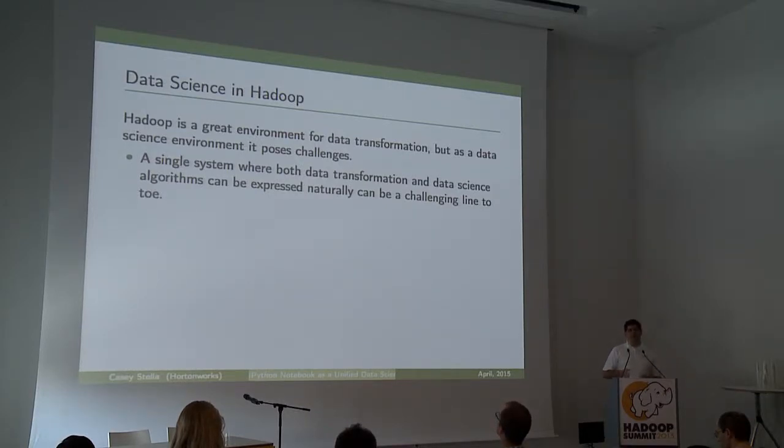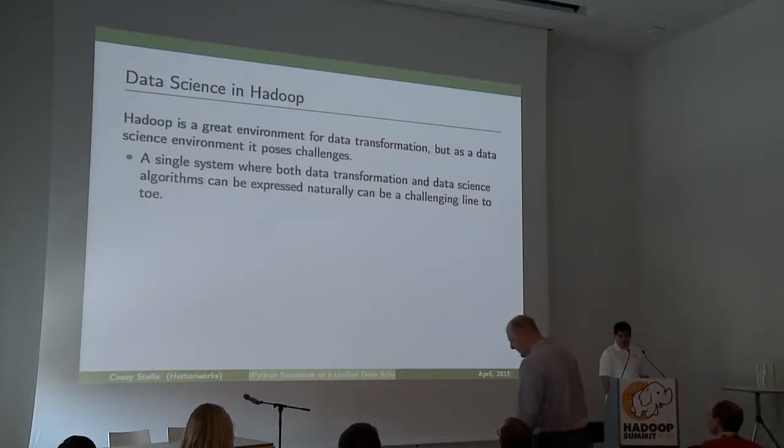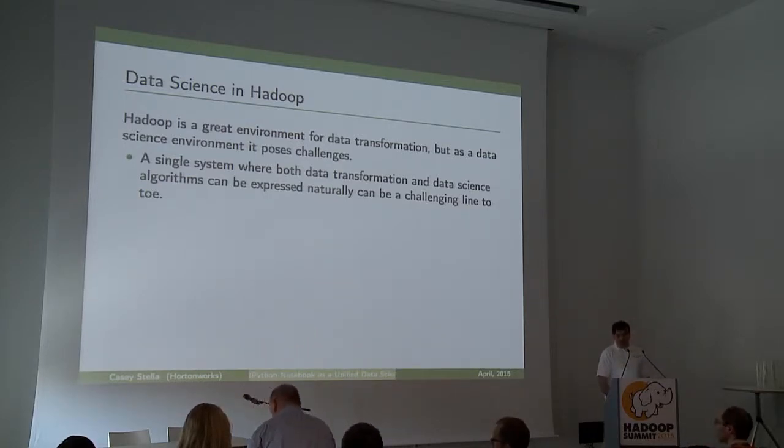I need to write a Pig script here. I need to write Hive queries here. It would be nice to have one place. So we need a single system where both data transformation and data science algorithms can be expressed naturally. When I say data transformation, I'm not talking about doing your routine ETL, but when you're doing feature extraction as a data science task, that is a kind of ETL. Right? You need to be able to join tables. You need to be able to do those kinds of things. That's why SQL is the DSL that we use on a daily basis, at least a lot of us do. And it can be challenging to have one single place for that.